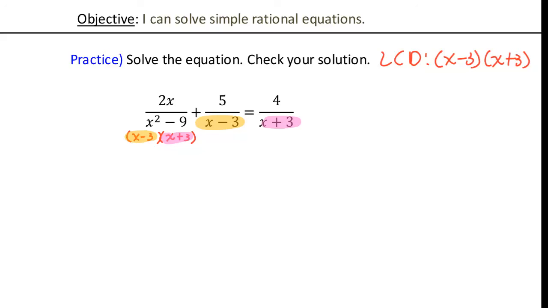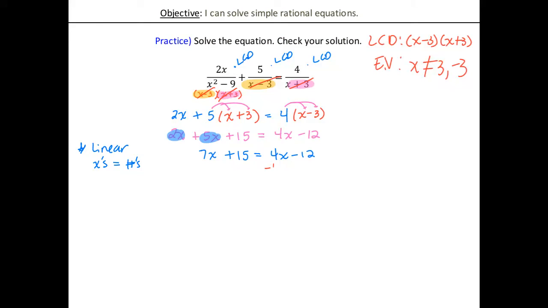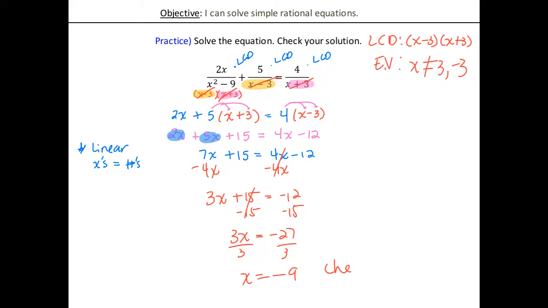All right, so I want you guys to do the next part, multiply by the LCD and see what cancels and what do you have left over. So you guys can go ahead and try this one now. You should go finish it. I believe the answer should be -9. So you guys can subtract 4x. Gives you 3x plus 15 equals -12. Then we subtract 15, gives you -27. Divide by 3. That's how you get the -9. And then check it. This one is valid. So that's the final answer.